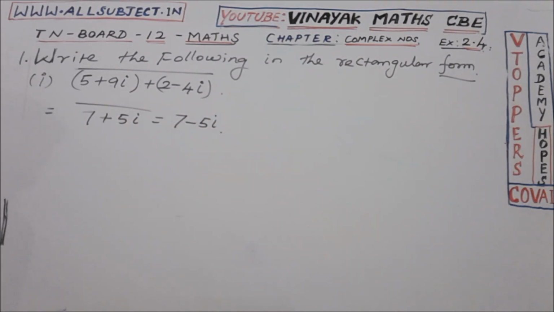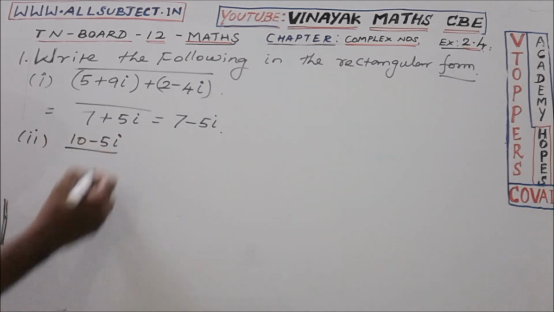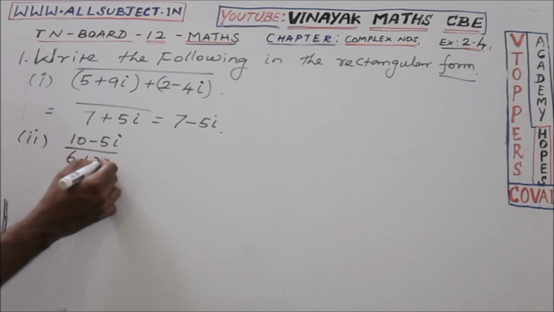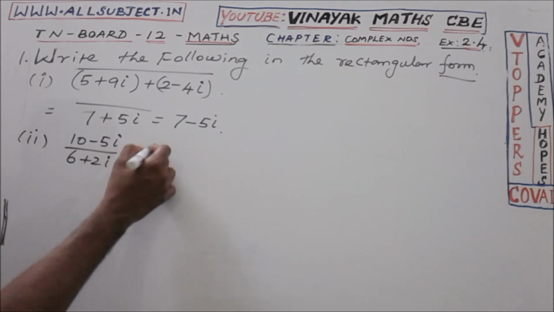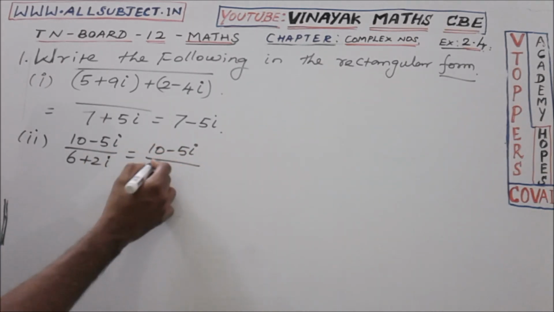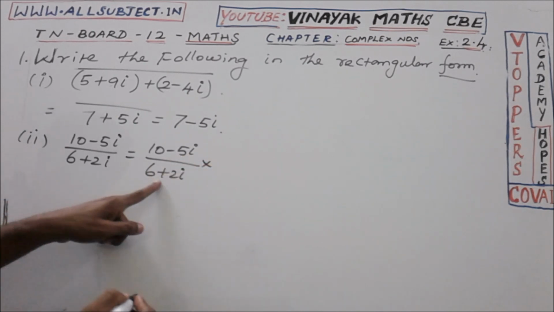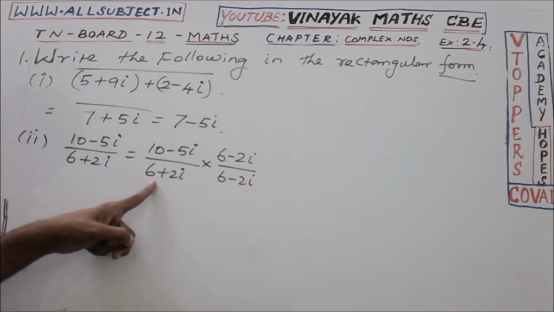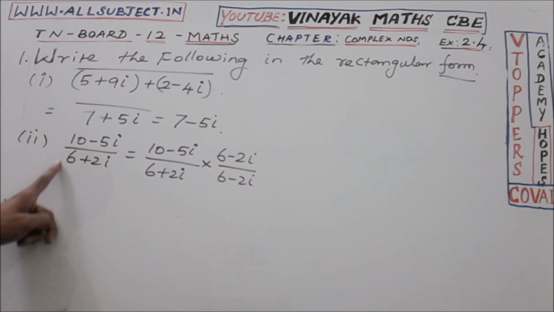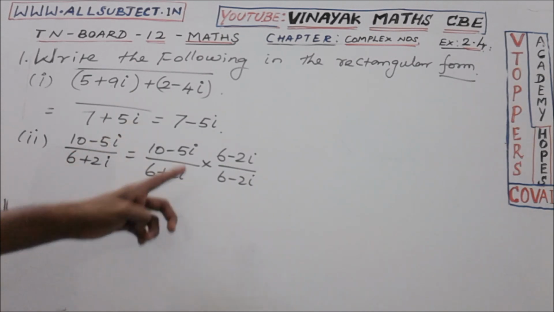Then the second subdivision we have is 10 minus 5i by 6 plus 2i. To find the conjugate here, just take the conjugate of the denominator and multiply with the numerator. That is equal to 10 minus 5i divided by 6 plus 2i, into 6 minus 2i by 6 minus 2i. Always, to find the division, take the conjugate of the denominator and multiply with both numerator and denominator.